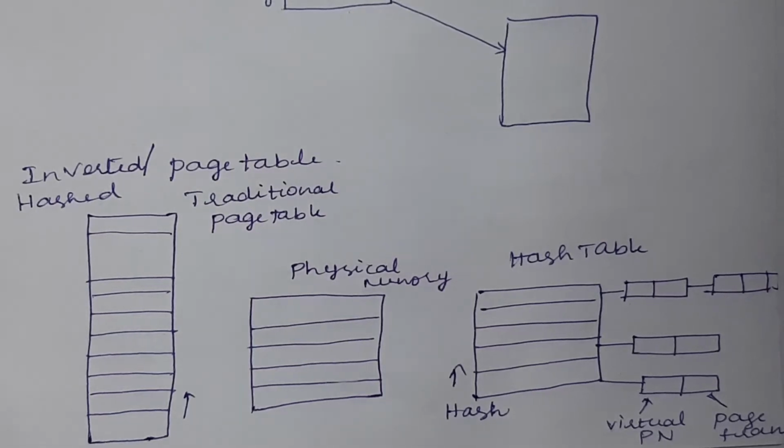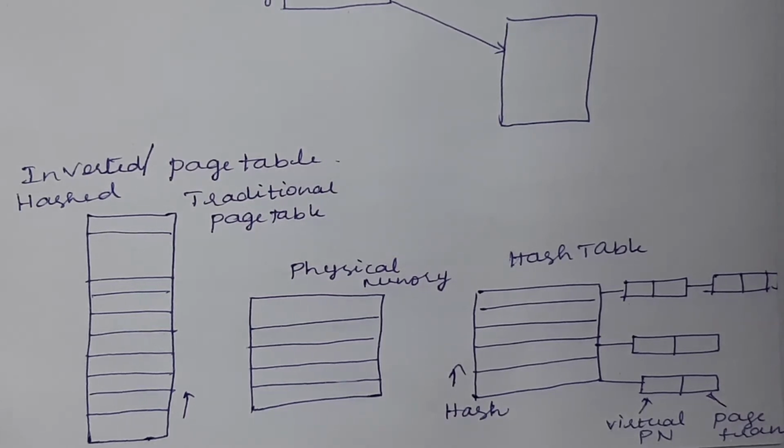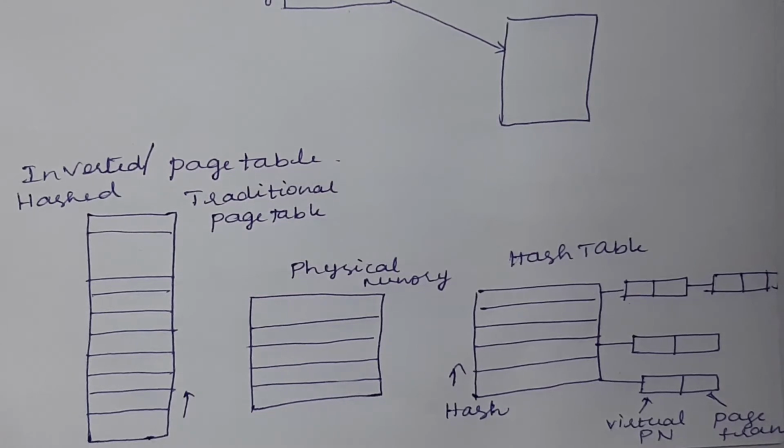Hello everyone. In this video we will discuss the other structures of the page table implementation. We have three different structures for page table implementation. First one is multi-level, then hashed page table, and then inverted page table.